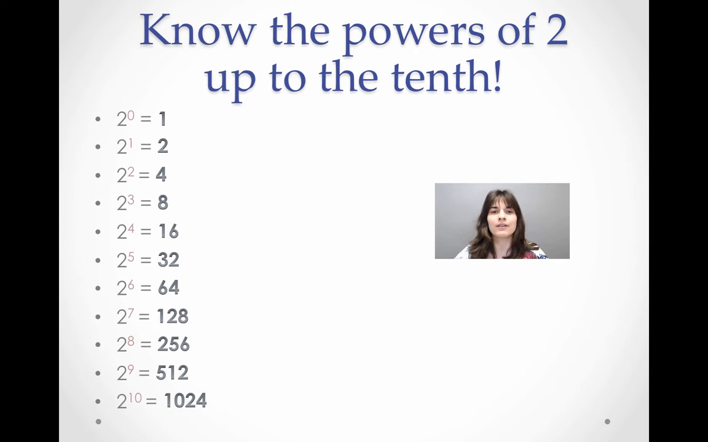Before we go further, it is important to point out that you will find it useful if you know the powers of 2 up to the 10th at least. Know, for example, that 2 to the power of 7 is 128, or 2 to the power of 9 is 512. These are numbers that will make computations and estimates in your life easier. So try to learn the numbers that you see on this slide.